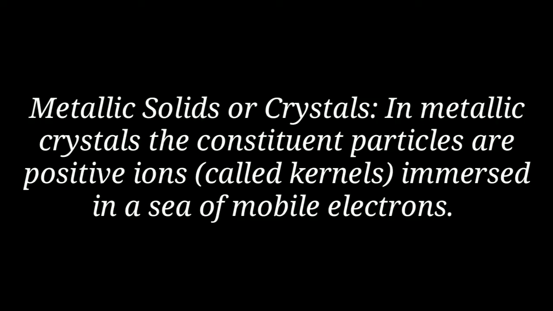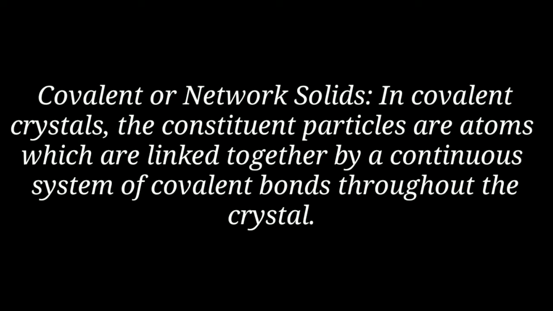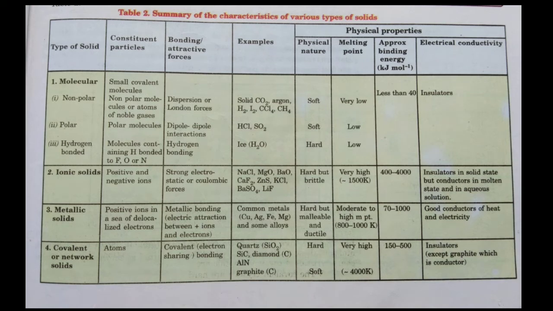The third one, metallic solids or crystals. In metallic crystals, the constituent particles are positive ions called kernels immersed in a sea of mobile electrons. The fourth one, covalent or network solids or crystals. In covalent crystals, the constituent particles are atoms which are linked together by a continuous system of covalent bonds throughout the crystal. Now let us see a brief summary of the characteristics of various types of solids.